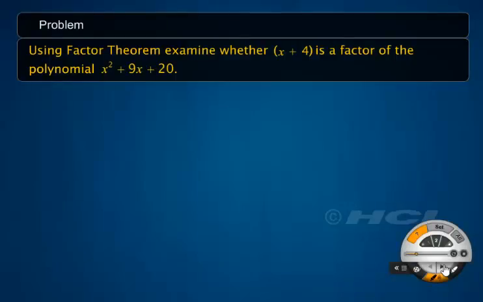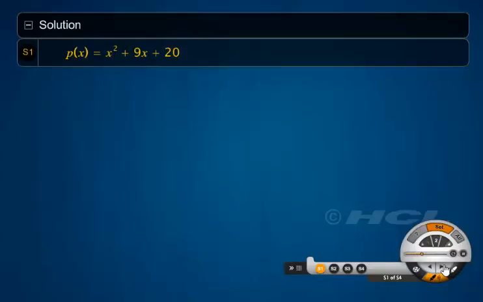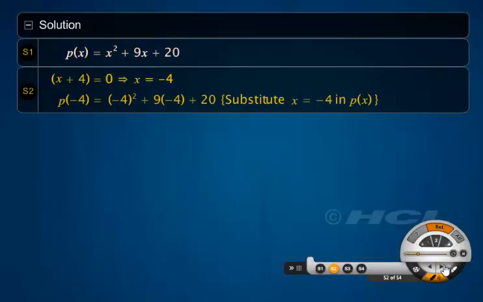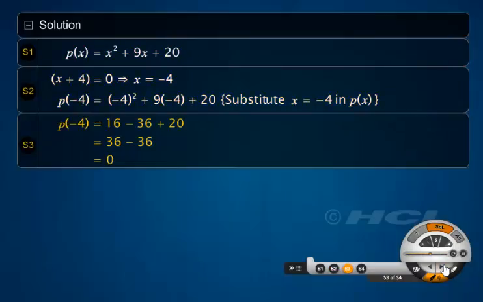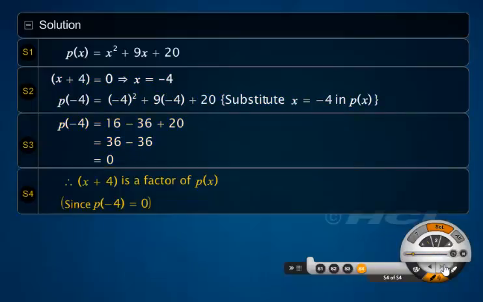Let us use factor theorem to examine whether x plus 4 is a factor of the polynomial x squared plus 9x plus 20. Let the polynomial x squared plus 9x plus 20 be equal to p of x. Let us now substitute x equal to minus 4 in p of x. On simplification, p of minus 4 is 0. So x plus 4 is a factor of the polynomial x squared plus 9x plus 20 using factor theorem.